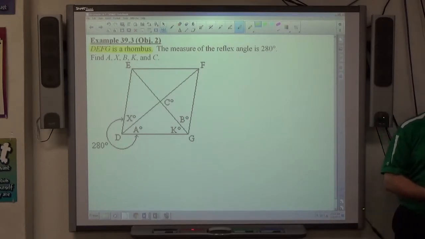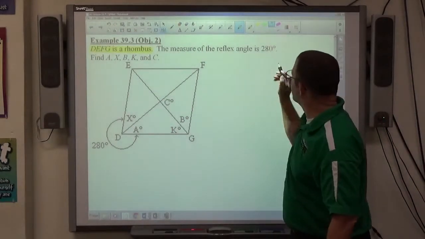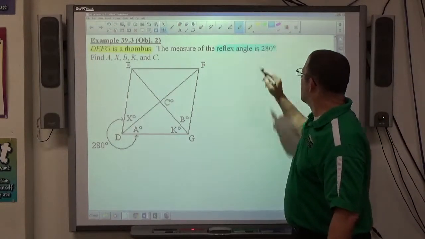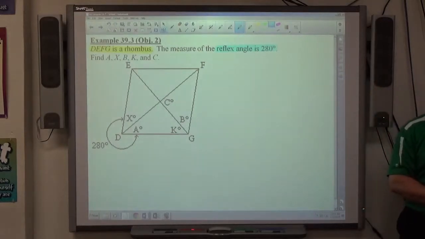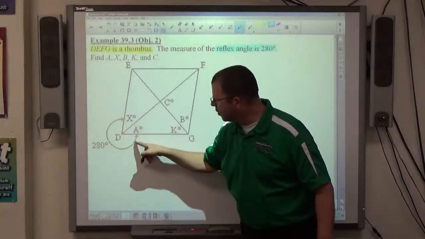Just that 4-word sentence, everything about a rhombus is true. Now, let me just mention one other thing here, reflex angle. A reflex angle is an angle bigger than 180. So anytime they tell you reflex angle, that measure should be something bigger than 180. And you can see here, this is the reflex angle of 280.